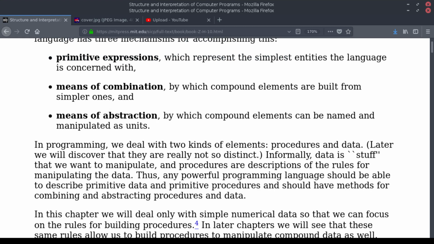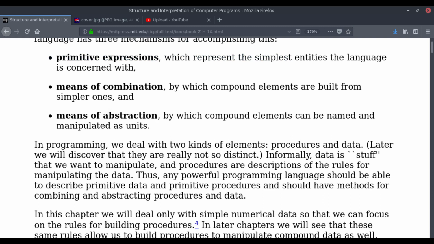In programming, we deal with two kinds of elements, procedures and data. Later we will discover that they are really not so distinct. Informally, data is stuff that we want to manipulate, and procedures are descriptions of the rules for manipulating the data. Thus, any powerful programming language should be able to describe primitive data and primitive procedures, and should have methods for combining and abstracting procedures and data.